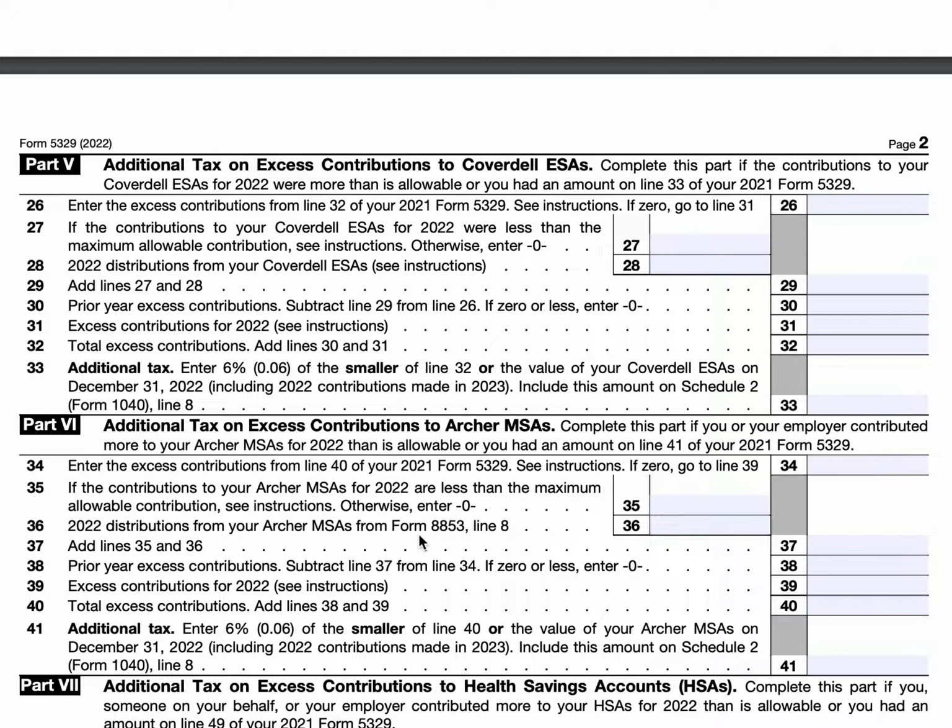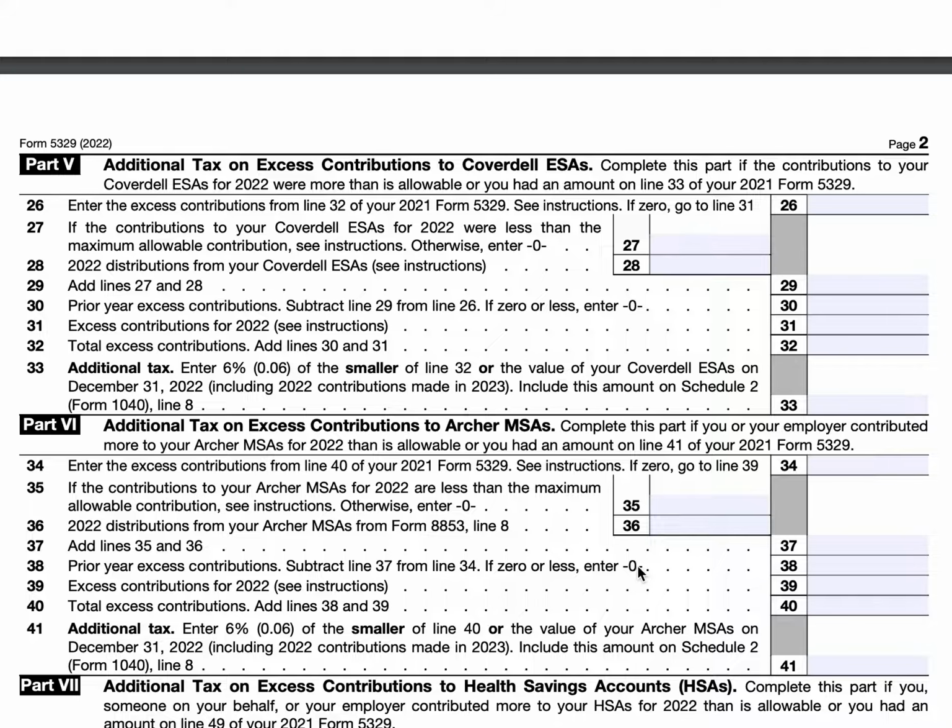In line 36, you'll enter the 2022 distributions from your Archer MSAs from Form 8853, line 8. In line 37, you will add lines 35 and 36. For line 38, you will subtract line 37 from line 34, and this represents your total prior year excess contributions. If this number is 0 or less, enter 0.